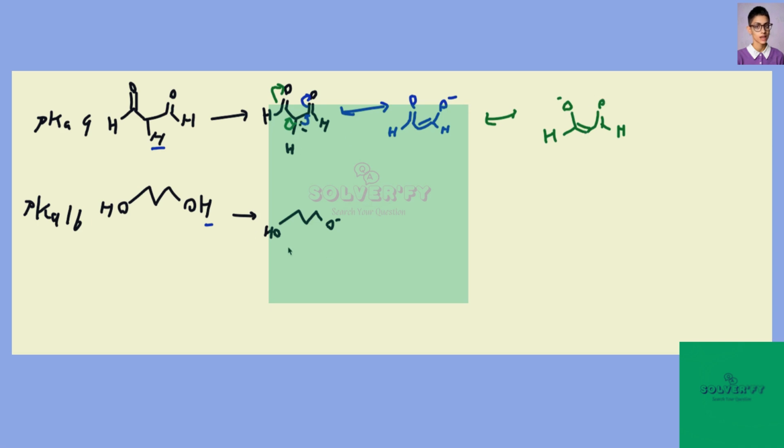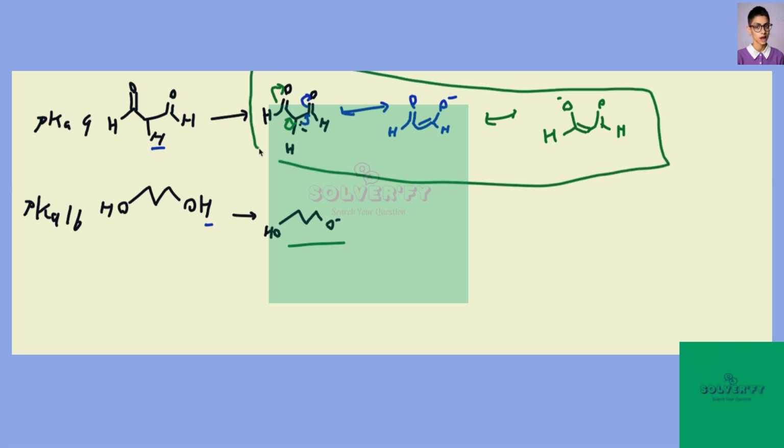However, this alcohol here has no resonance structures and has very minimal inductive stabilization, and it's really not stabilized. So in terms of stability of conjugate base, this conjugate base of the anhydride is far more stable than the alcohol, and the more stable the conjugate base, the better the acid it's going to be.